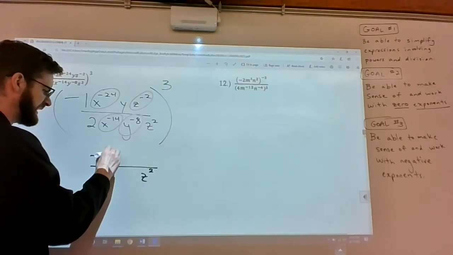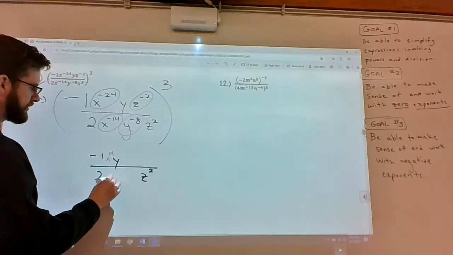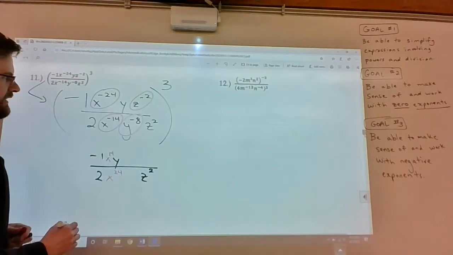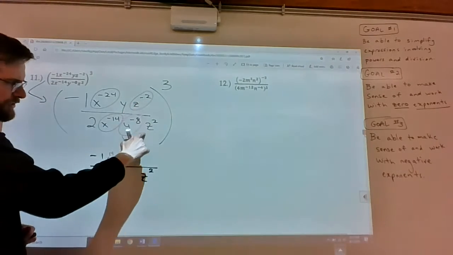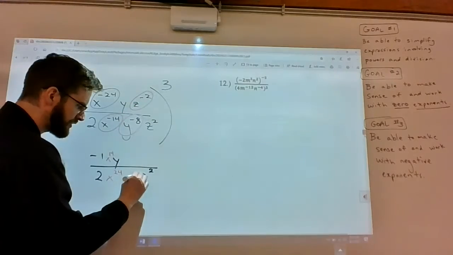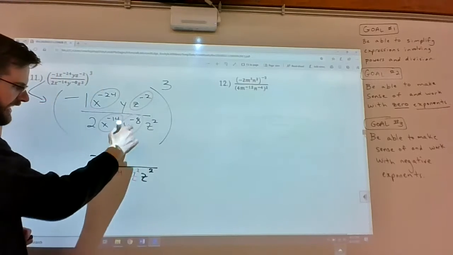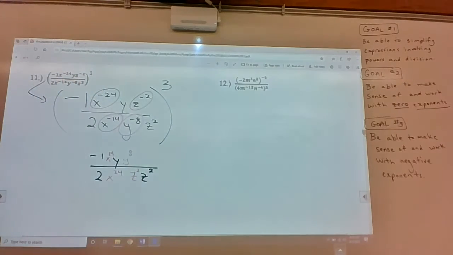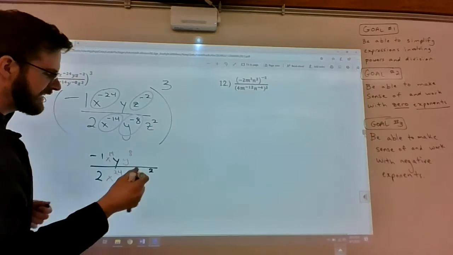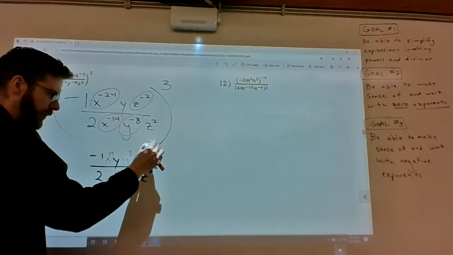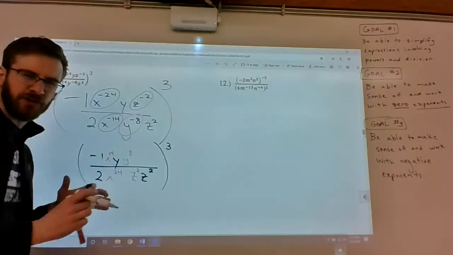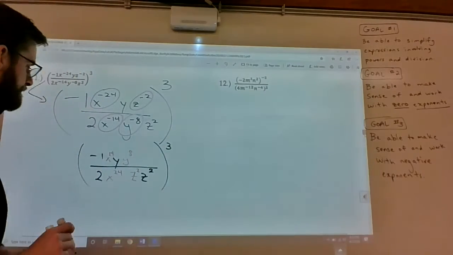X to the 14 moves up top. X to the 24 moves to the bottom. And I've got z to the negative 2 on top, which becomes z to the positive 2 on the bottom. And then y to the negative 8 comes up top. Now this thing is still technically to the third power, so I'm just going to write to the third power here, just to make sure I'm writing true statements.